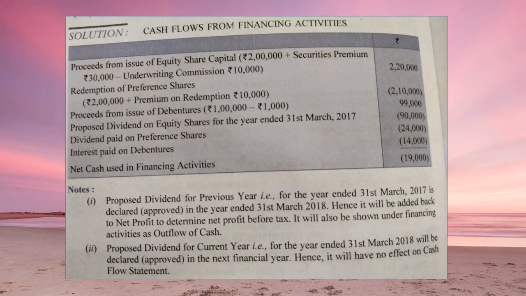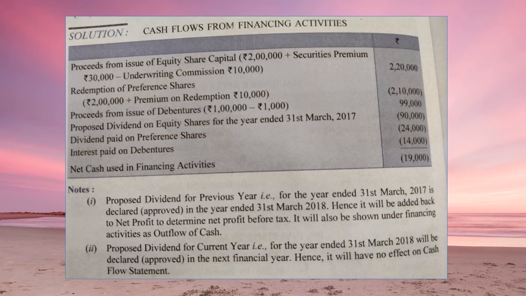Redemption has been done on premium. It means you got rupees 2 lakh and you are paying rupees 2 lakh 10,000. This money has been paid and this money has been subtracted. When the matter came of debentures, you received rupees 1 lakh, you paid. No, it is not the payment, it is the amount of discount that is subtracted. Rupees 99,000 you received.